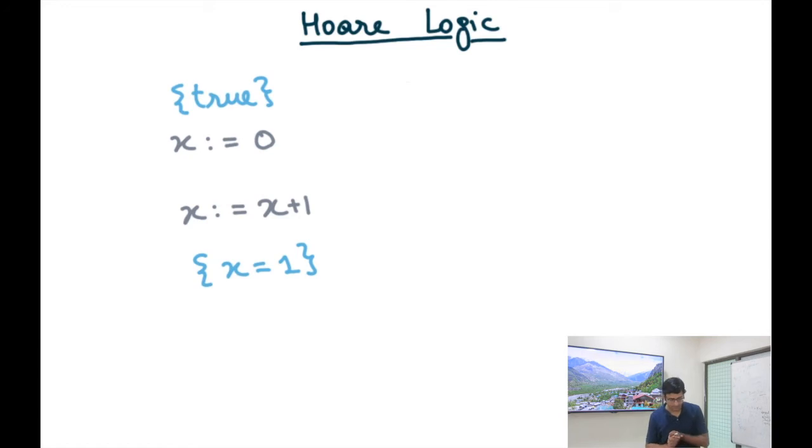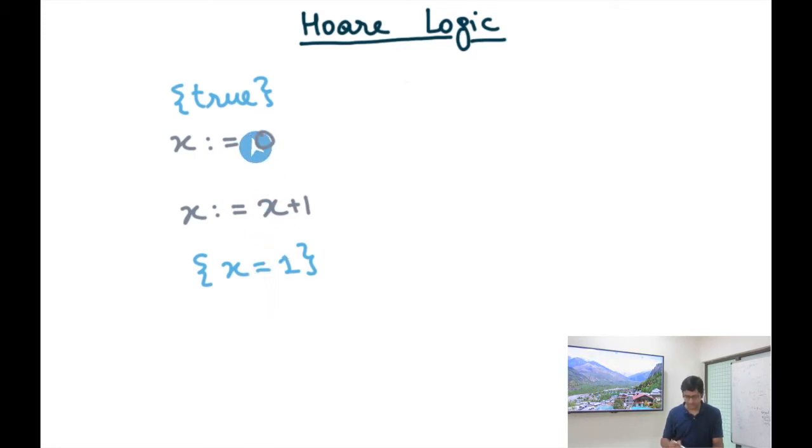So let's look at an example. Let's say this is my program. It is made up of two assignments. The first assignment is x colon equals 0, and the second assignment is x colon equals x plus 1. And I want to prove this Hoare triple, which has true as a precondition. A true precondition means that there is really no constraint. Basically, it's the weakest possible precondition, or weakest possible assertion, that you can have. And the postcondition is x equals 1.